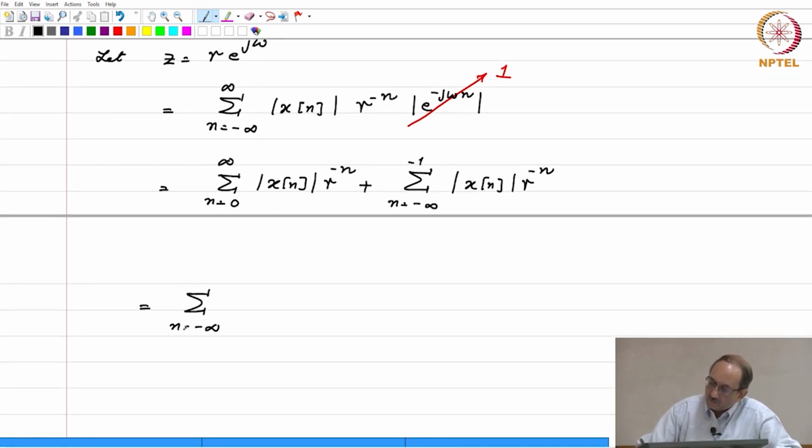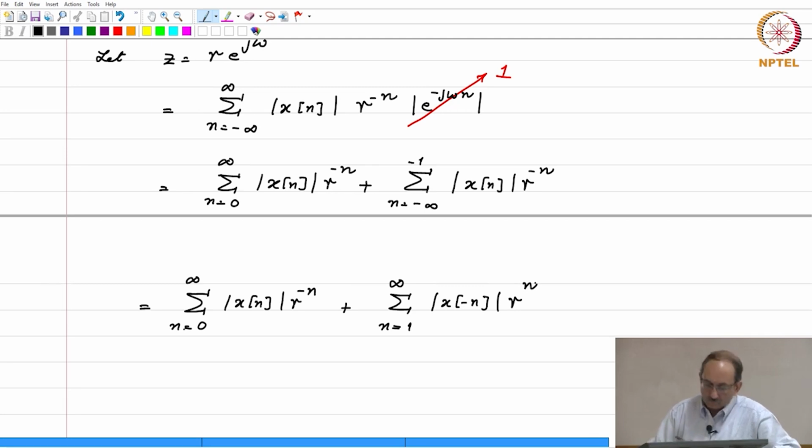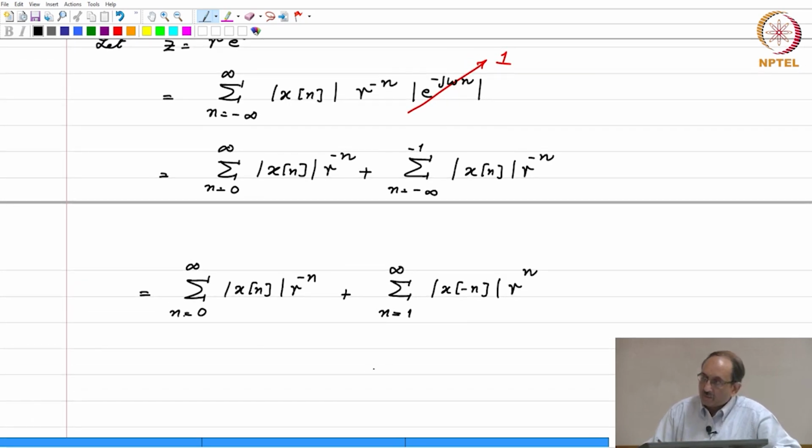The first term remains as it is, and in the second term we will replace n by minus L, and then we will relabel L as n once more. Therefore, this is nothing but the sum over n going from 1 to infinity of the magnitude of x of minus n times r to the n. And if you look at the way the summation has been split, what we have done is we have broken the sequence into two parts.